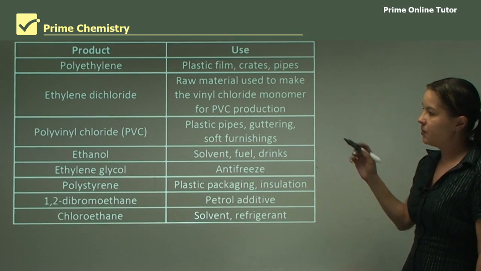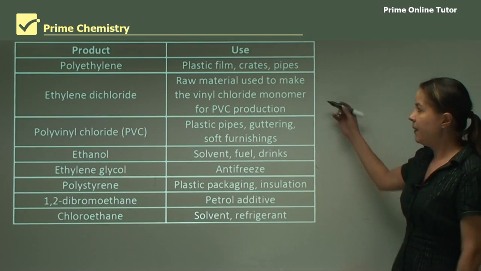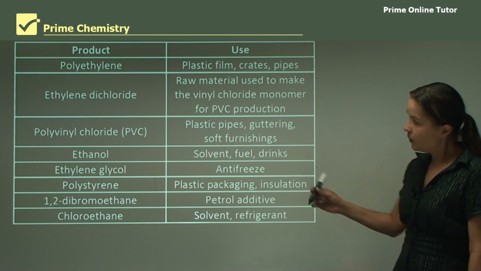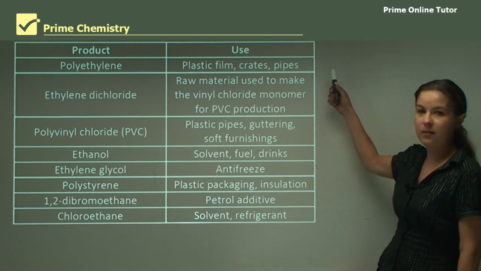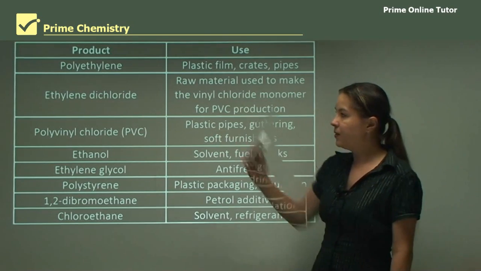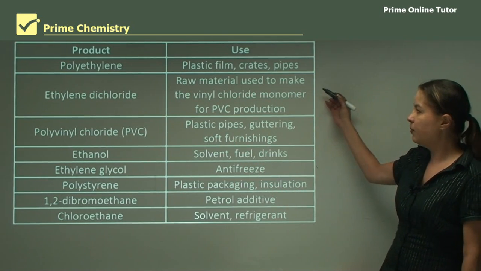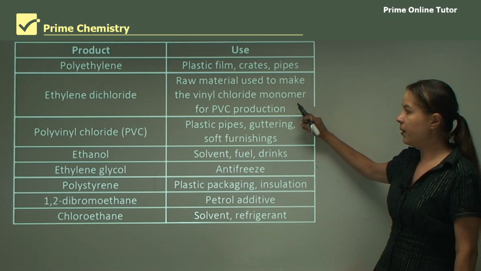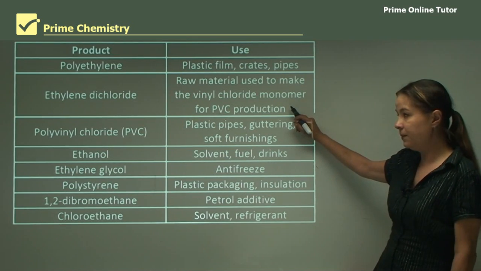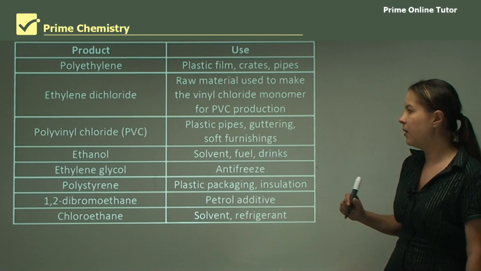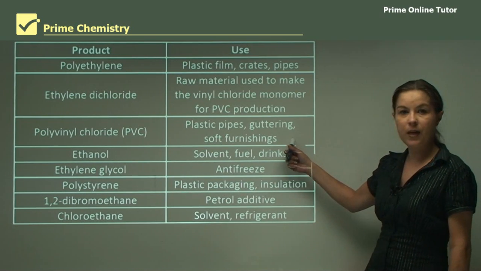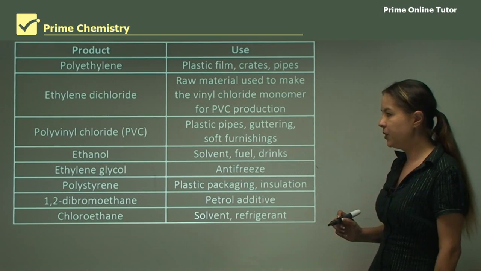So now let's look at some products that we've discussed today and their specific uses. So we started by looking at polyethylene. It's used for plastic film, crates and pipes. Ethylene dichloride is used as the raw material to make the vinyl chloride monomer for PVC production. We've looked at PVC, briefly, polyvinyl chloride, for plastic pipes, for gutterings and for soft furnishings.